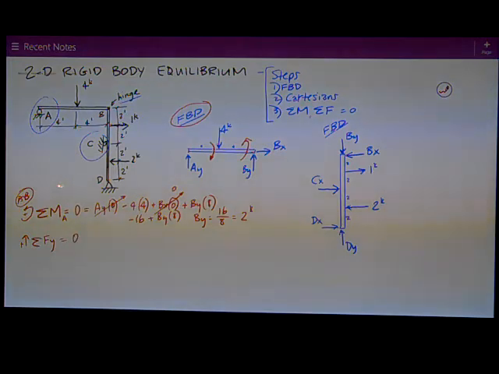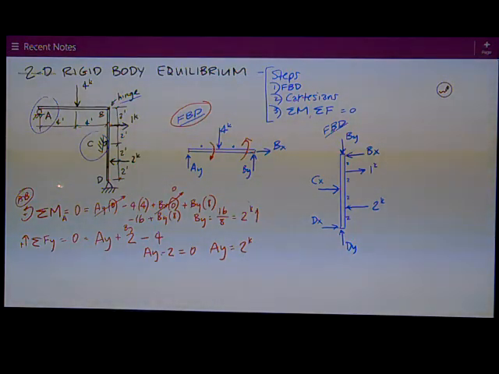Show that 0. AY assumed up, so it's positive, plus BY, which was 2, which is positive up. Therefore, and then minus 4 for my applied load. Do the math, I get that AY minus 2 equals 0, so therefore AY equals positive 2 kips up. Forgot to show my arrow and box my answer.